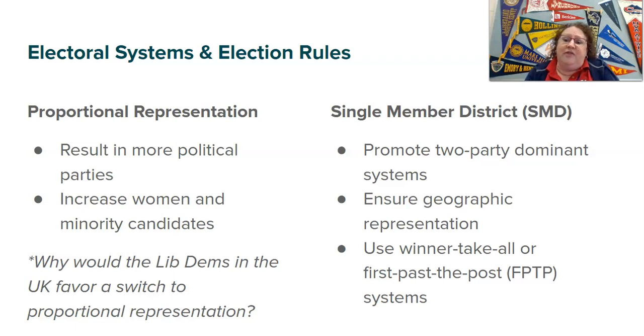Now, a question to think about: in the UK, the Liberal Democrats favor a switch to proportional representation. The UK is what I would consider a two-party dominant system, meaning that they don't just have two parties, they have active political parties. The two major parties, though, are the Labour Party and the Conservative Party, who pretty much always control things.